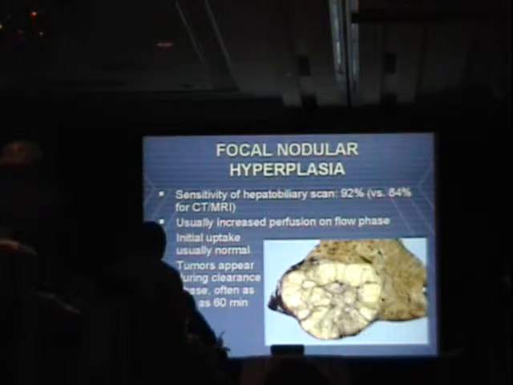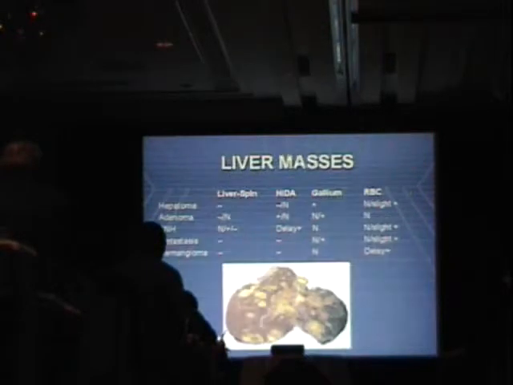Usually metastatic liver tumors would not show any activity on the HIDA scan, but hepatomas will usually show decreased activity. Sometimes they can look normal, but they'll never be increased. So the only one that's increased is FNH, and that's usually a slow, delayed increase. That just shows you a liver with numerous, it's actually hepatocellular carcinoma with intrahepatic mets.